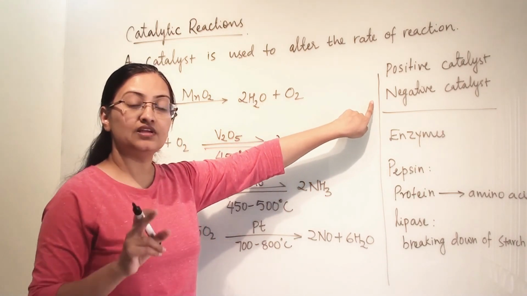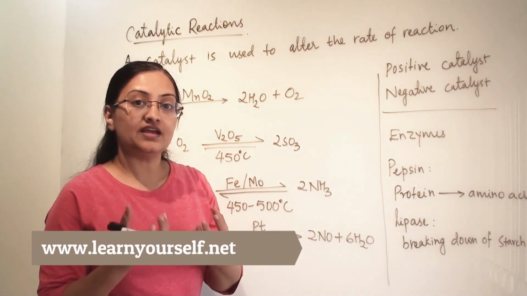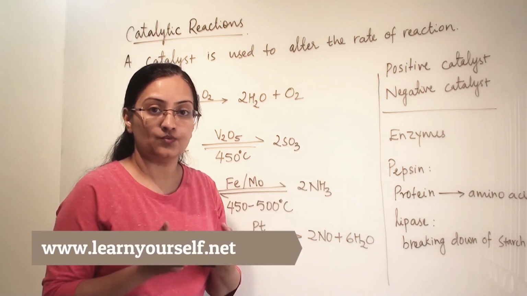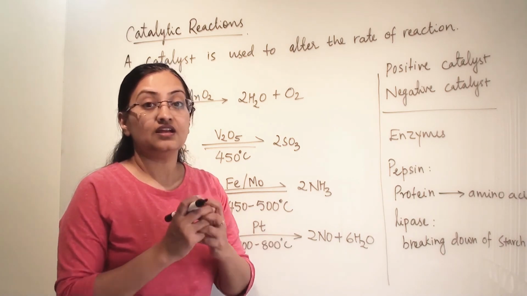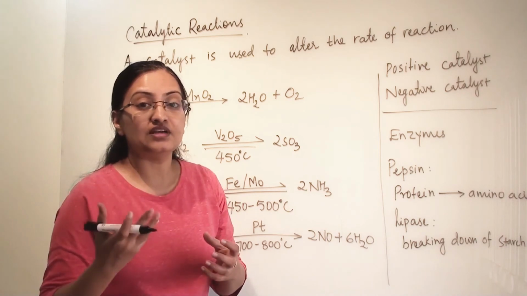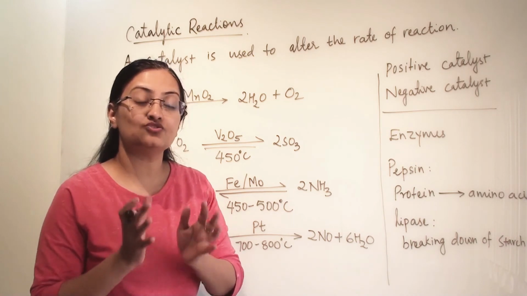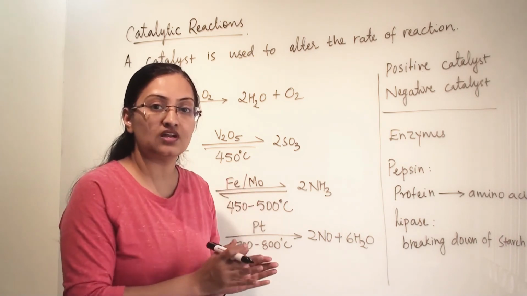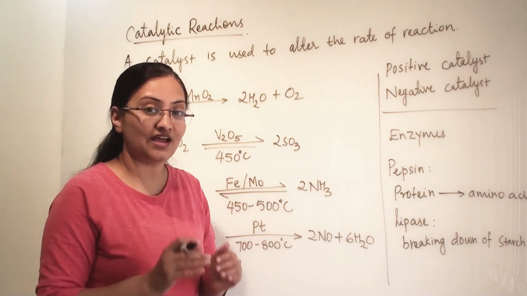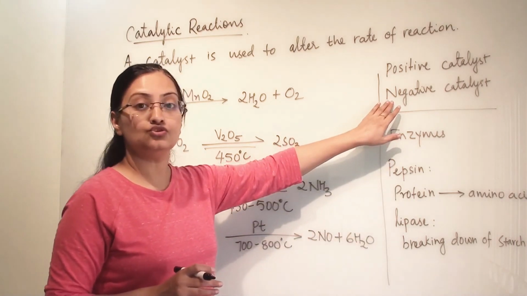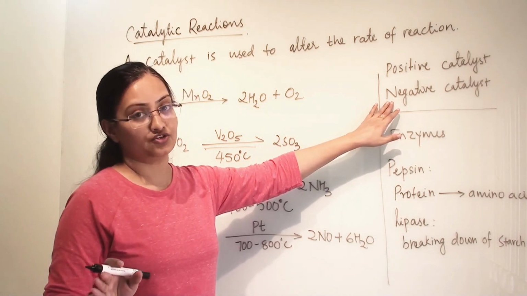Negative catalyst will decrease the rate of reaction. Sometimes what happens is when reactants are very reactive, very speedily they will react with each other, but sometimes they will liberate so much energy or there are some side effects of that speed. So at that time we have to lower the rate of reaction. We have to slow down the rate of reaction. At that point of time, we need to use negative catalyst. So it will decrease the rate of reaction.